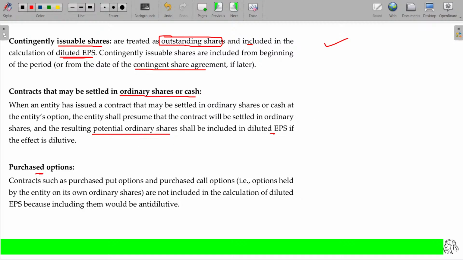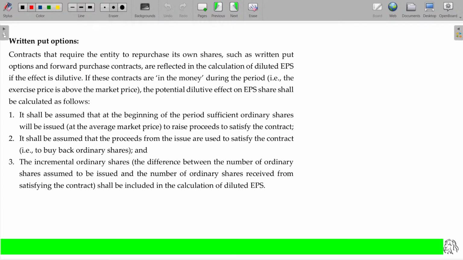Another one is purchased options. So contracts such as purchased put options or purchased call options. Now no need to worry about the call and put options here. These two are considered as options and futures, the derivatives market. I already explained those things in the taxation class itself, right? Some other chapters also, not required to understand here. In case of put and call options, we are supposed to pay or issue the shares at a much discounted price, and it will also have anti-dilution effect, and you have to give the treatment separately for this.